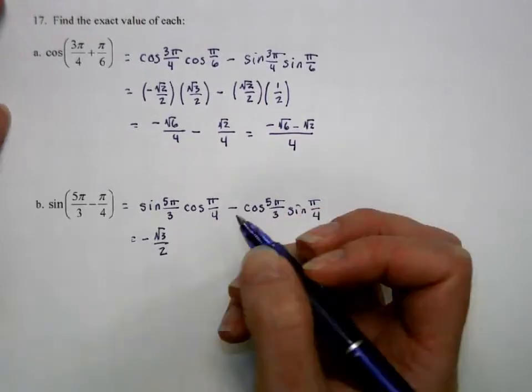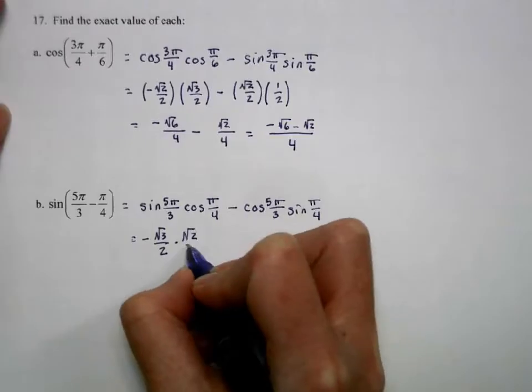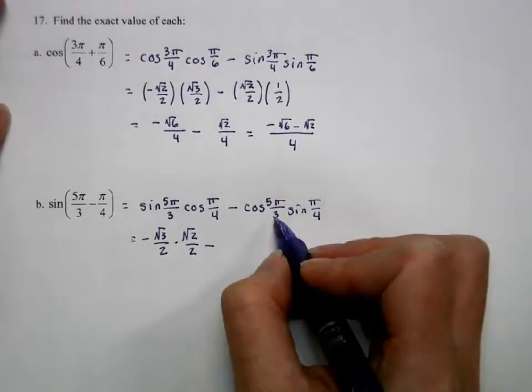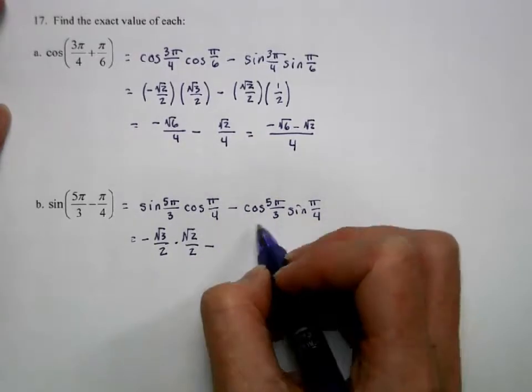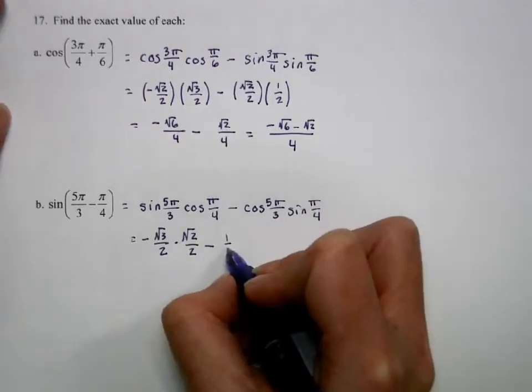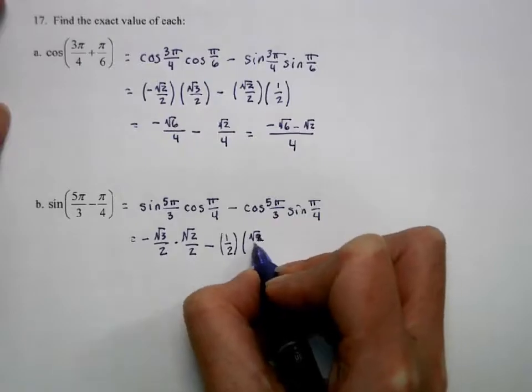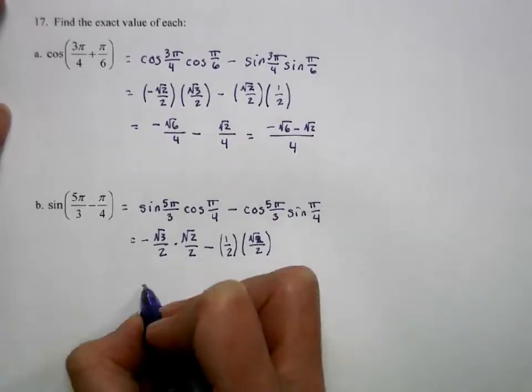Sorry, yeah, this is sine. Cosine, my x value at 5 pi over 3 is going to be a positive 1/2 and a positive root 2 over 2. So we're going to end up with a negative root 6 minus root 2 over 4 again, because we're still limited to the unit circle.